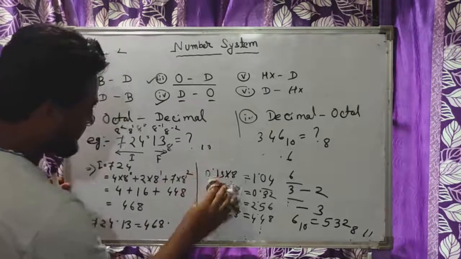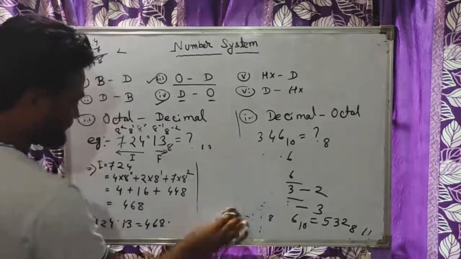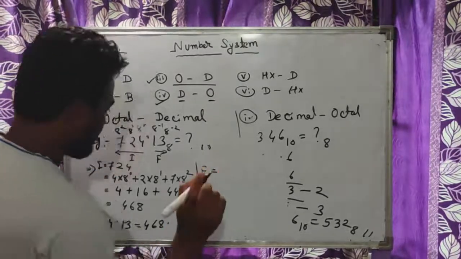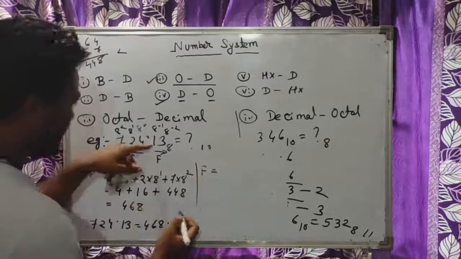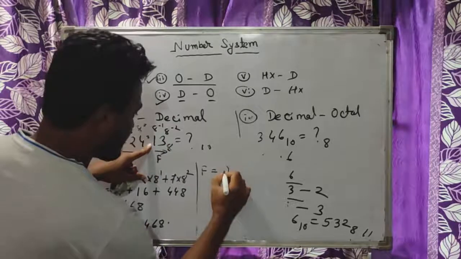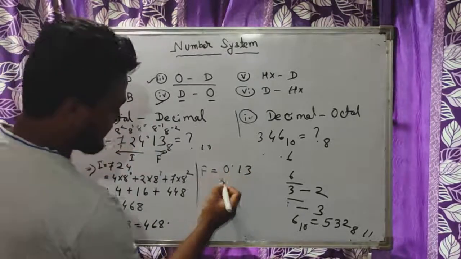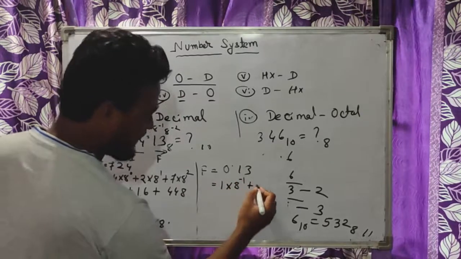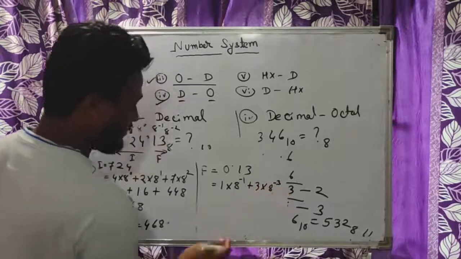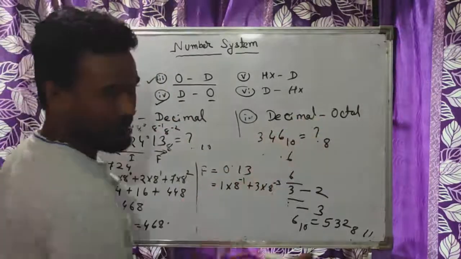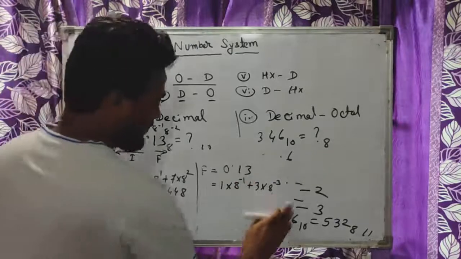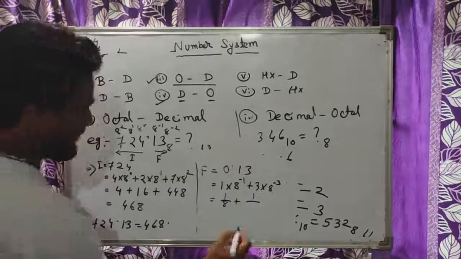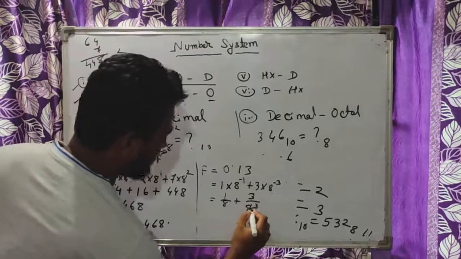For this fraction part, this is my mistake. For the fraction part we have to take, suppose our number is 0.13, right? So the place value is 1 into 8 to the power minus 1, plus 3 into 8 to the power minus 2. That multiplication method will be used for decimal to octal. It was my mistake, please. So it will be 1 by 8 plus 3 by 8 cube. 8 cube means what?